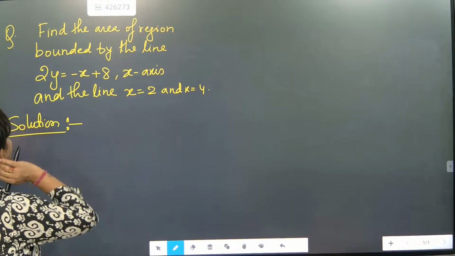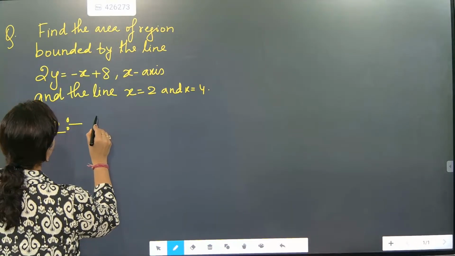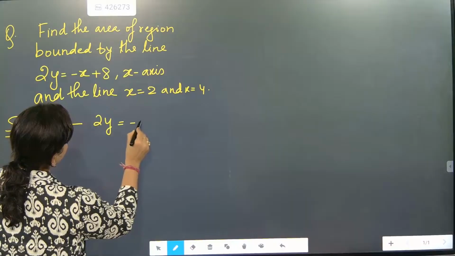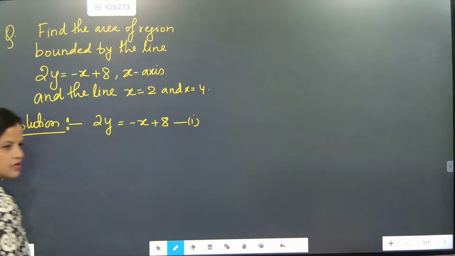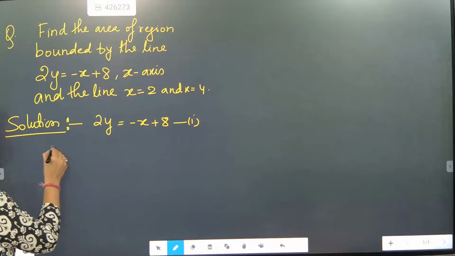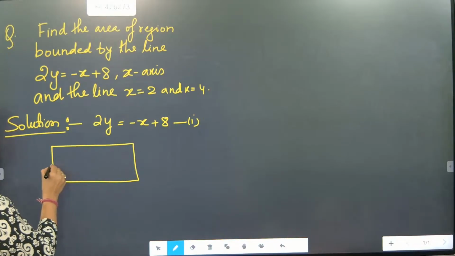So the first work is the equation given: 2y is equal to minus x plus 8. This is the equation of the line. So now, for the first time, we are going to trace it and solve.